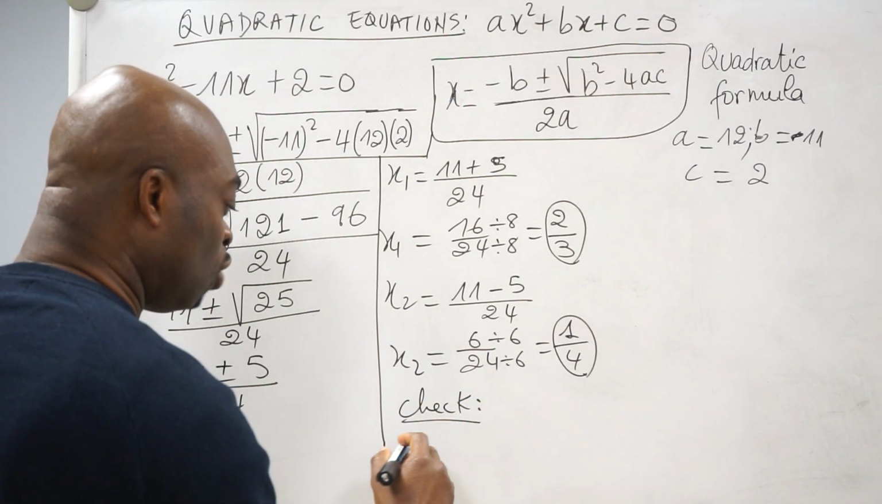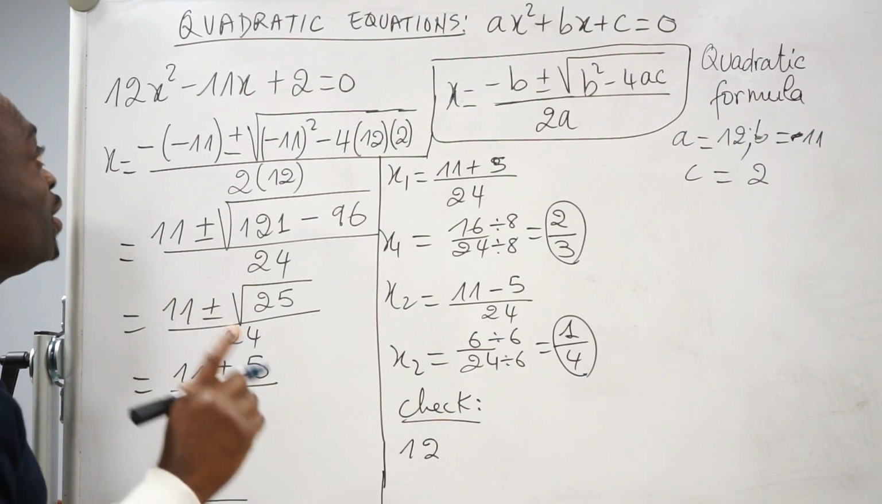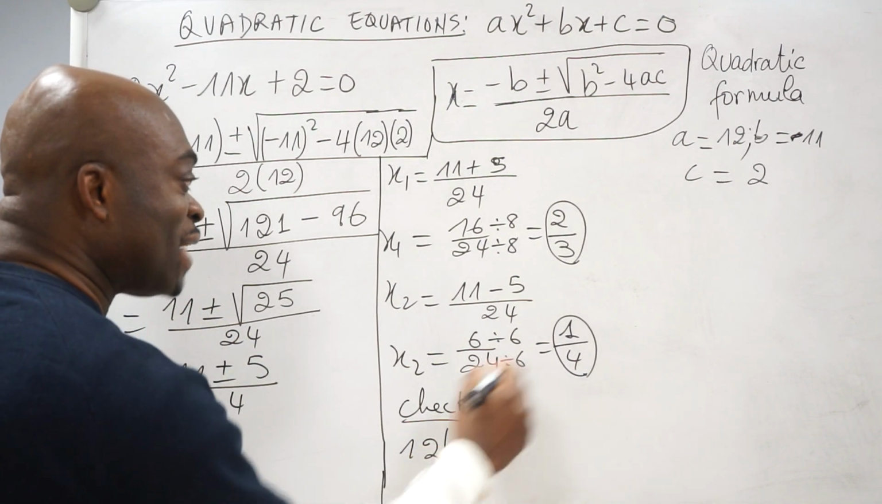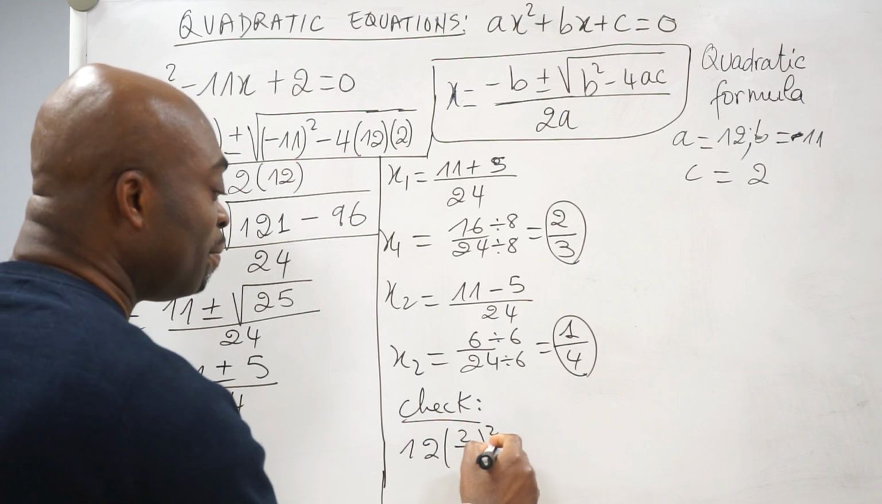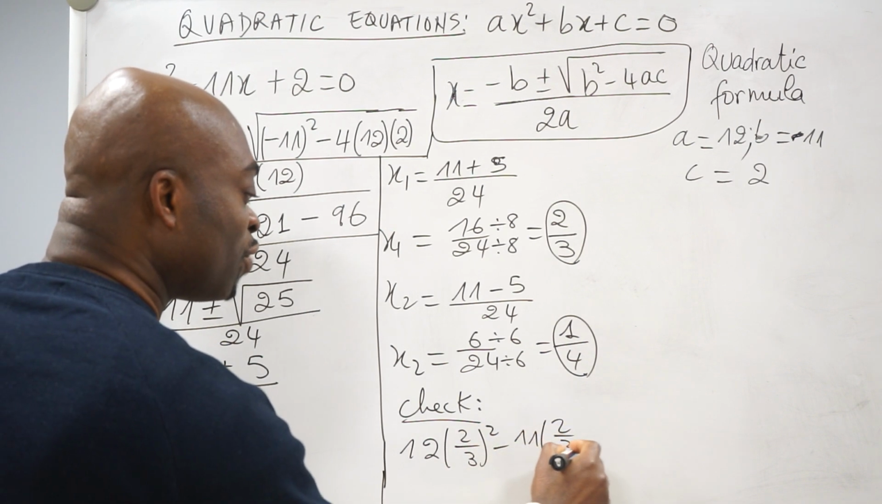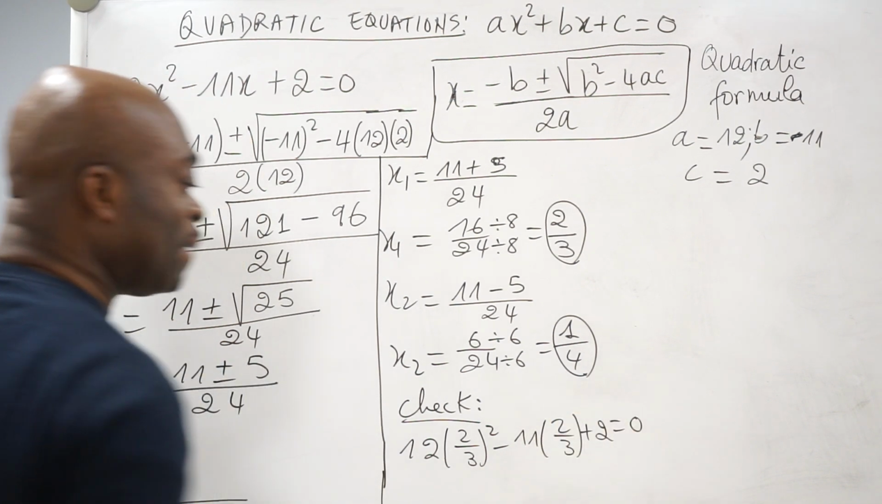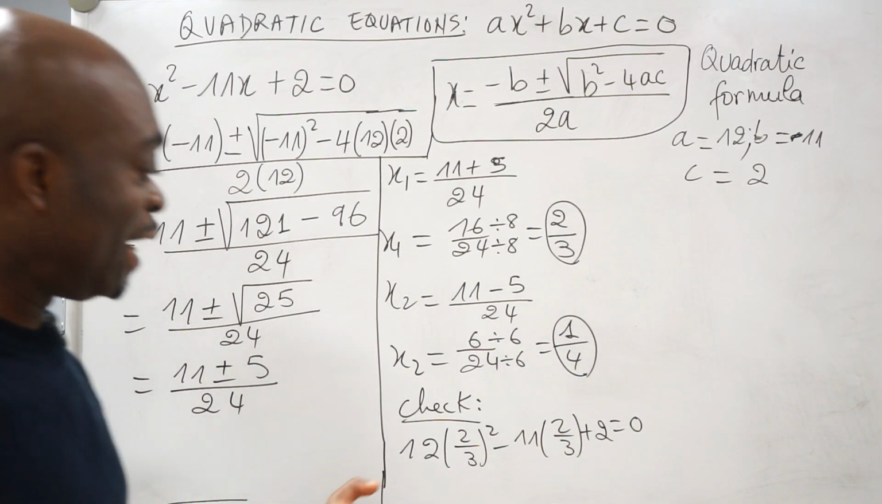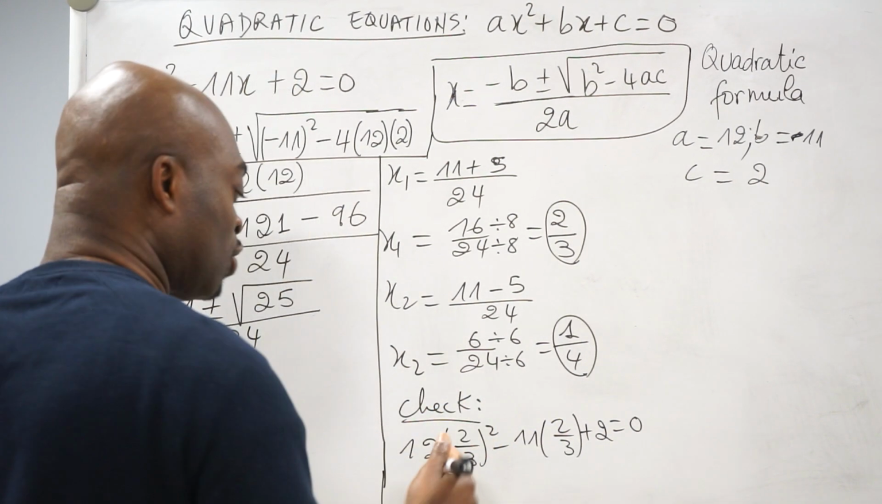So that means you have 12. Okay, we go with the original equation, all right? 12 times x squared, which is 2 over 3 squared, minus 11 times 2 over 3, and then plus 2. And we want that to be equal to 0. And once the left side equals 0, you're good. All right? So let's go and see.